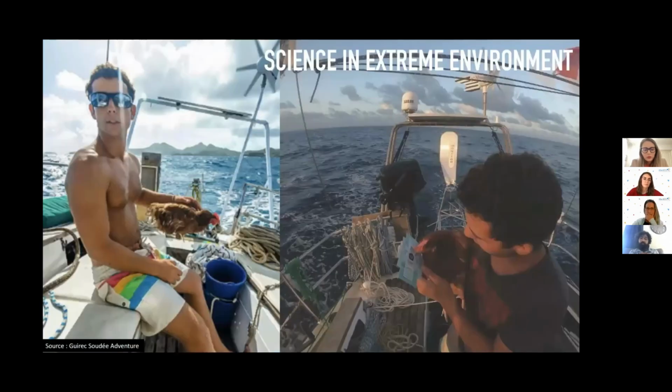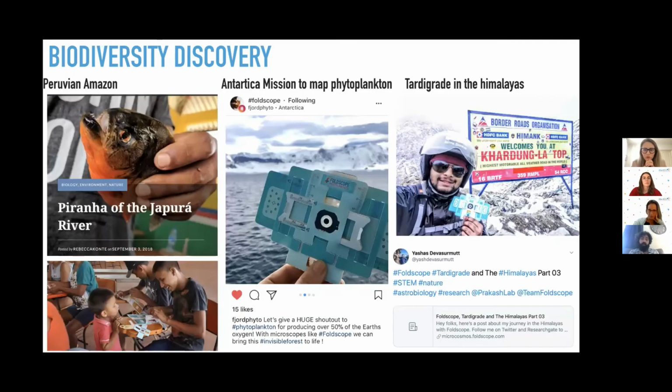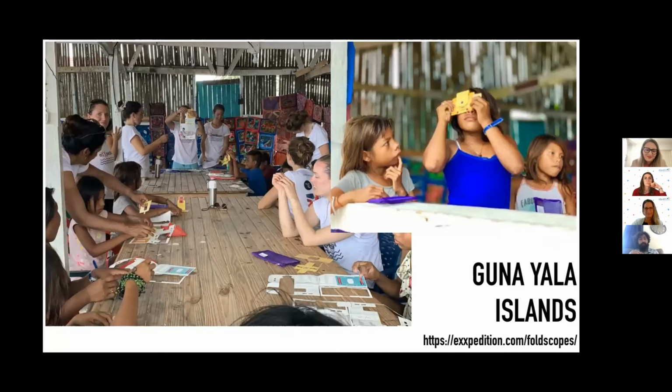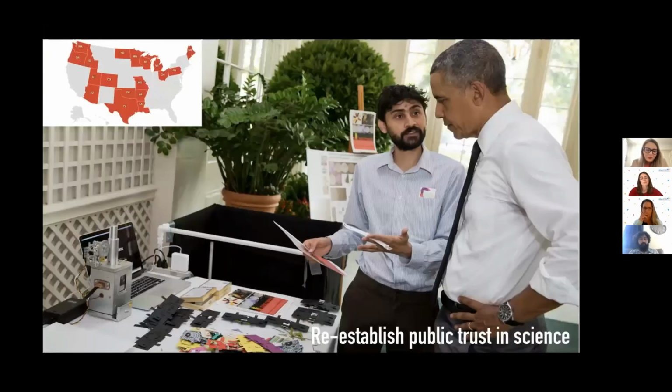So here are a few examples of what people have done with Foldscopes. Much of that is described on the community website called microcosmos.foldscope.org. One of the things that you can first see here is amateur sailors exploring the ocean, all the way to very structured programs in the Amazon and Mount Everest, people looking for microbiodiversity. This is a picture from a program by the Tara Foundation. Here is another example from a microplastics expedition, sharing the microscopic world with indigenous populations. The tools have been used to actually educate world leaders.